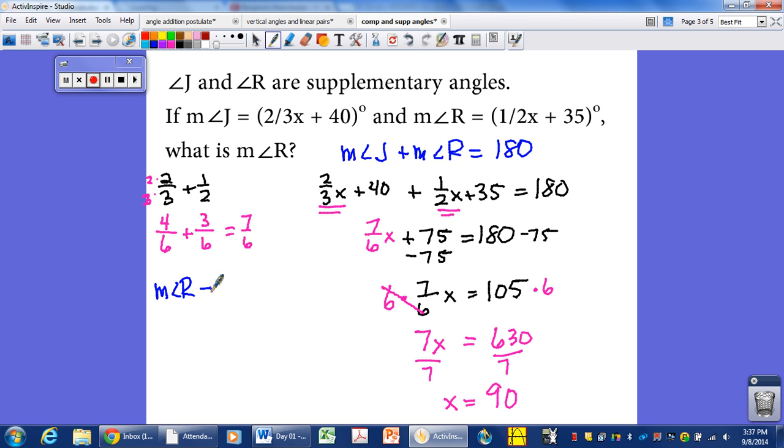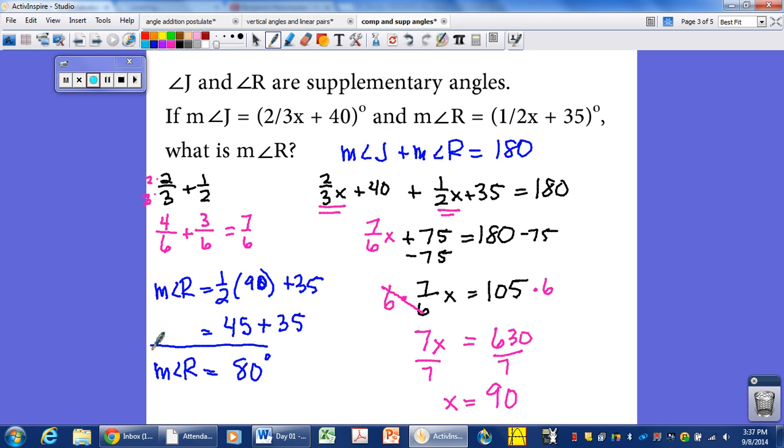The measure of angle R is 1/2 of 90 plus 35. Half of 90 is 45, so that's a 90, not a 96. Plus 35, 45 and 35 is 80 degrees. So the measure of angle R is 80 degrees.